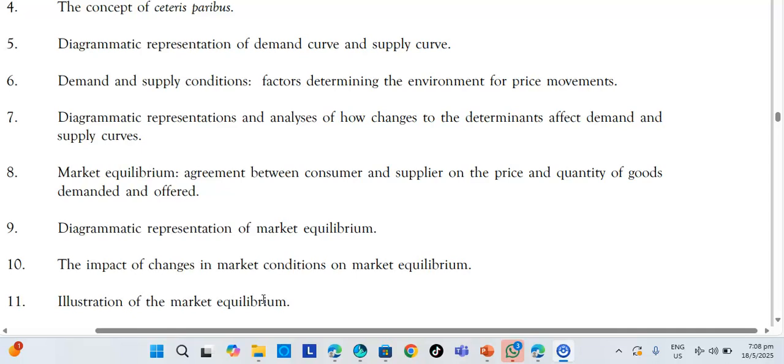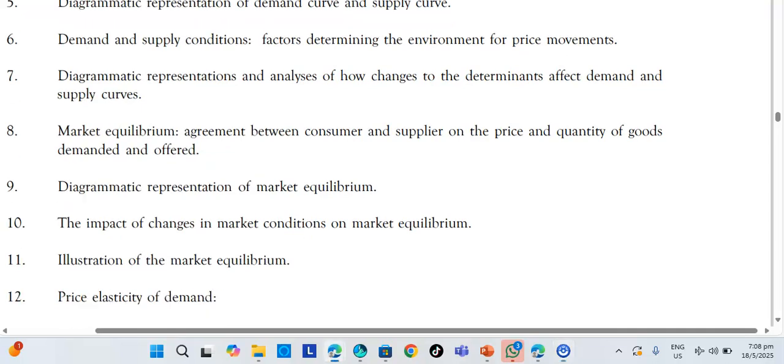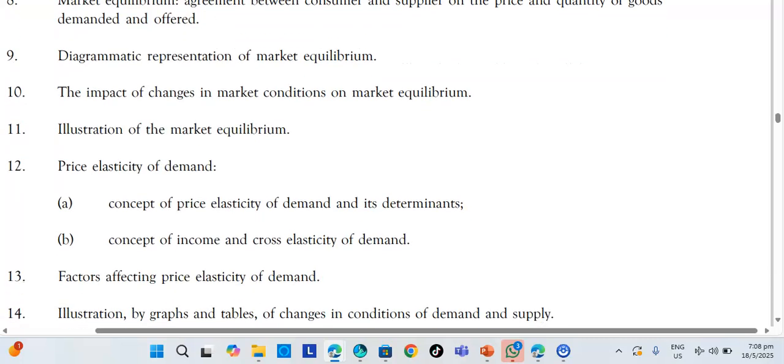Example, let's look at smartphones. Demand increases, more people want phones. Supply also increases, cheaper production due to better technology. So quantity increases, and price may stay the same or rise slightly, depending on which increase is stronger. All right, so let's look at an illustration. We can't illustrate because there's no diagram on the syllabus.